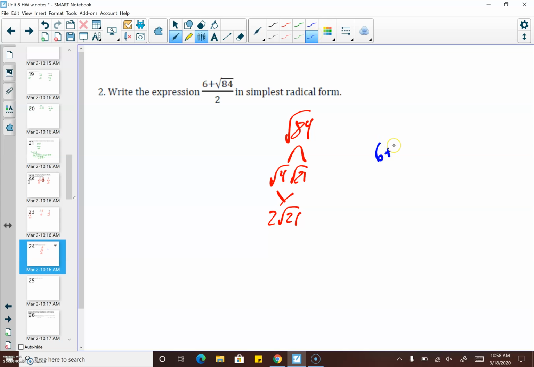So what we're going to do is replace that square root of 84 with 2 square root 21. Now we can look at all of those numbers on the outside, and figure out what goes into 6, 2, and 2. So we can divide them all by 2. That gives us 3 plus, you could put 1 square root 21, or you could just put the square root of 21, it's up to you. And then you don't have to put over 1, so our final answer is 3 plus the square root of 21.